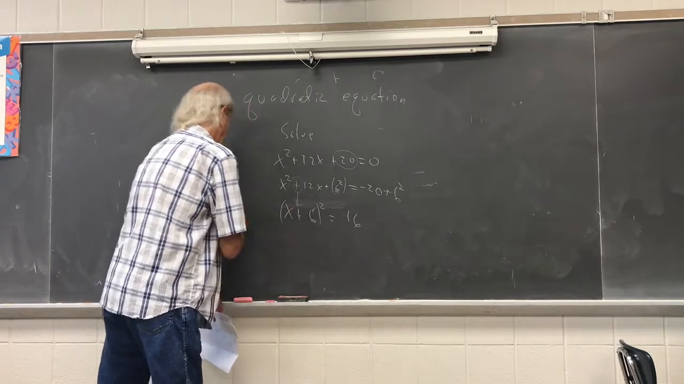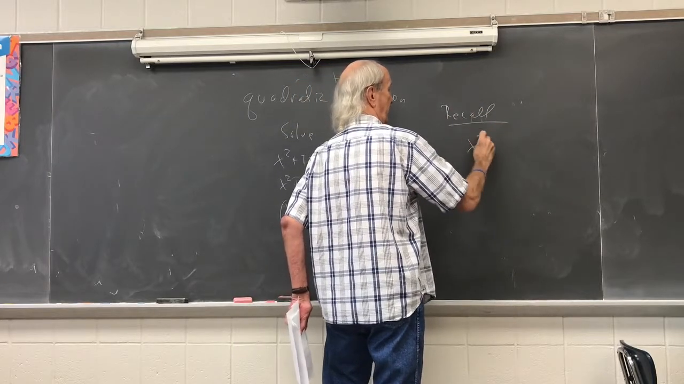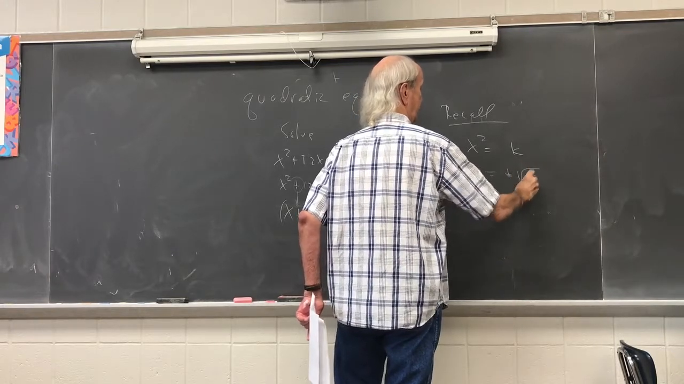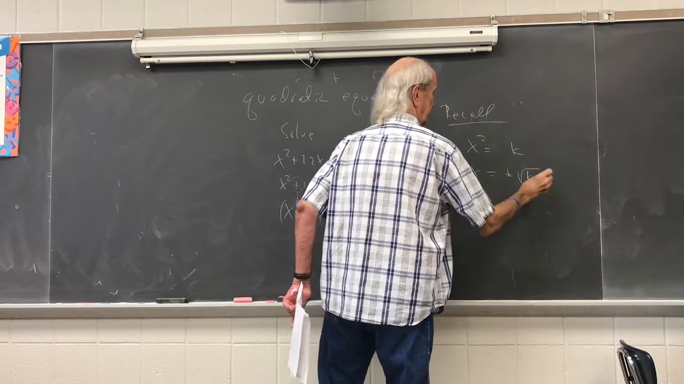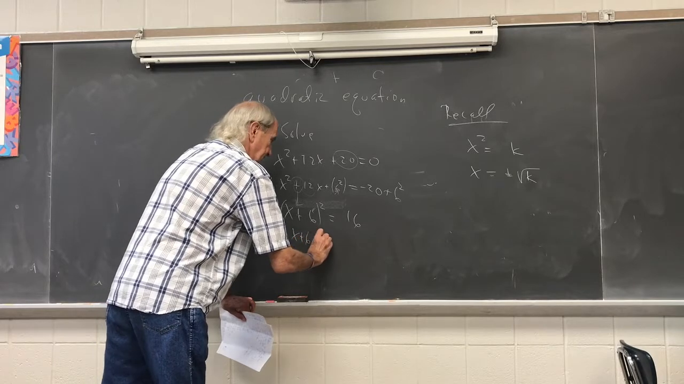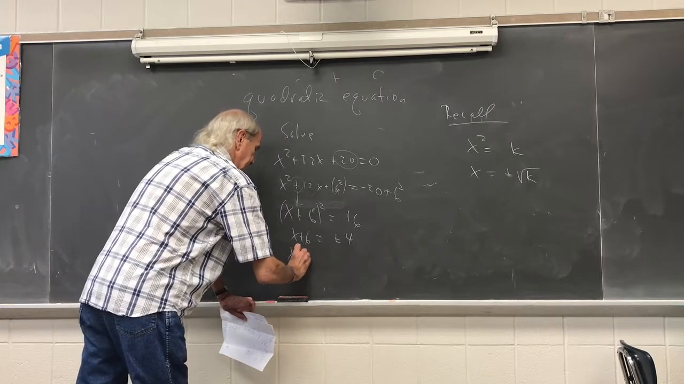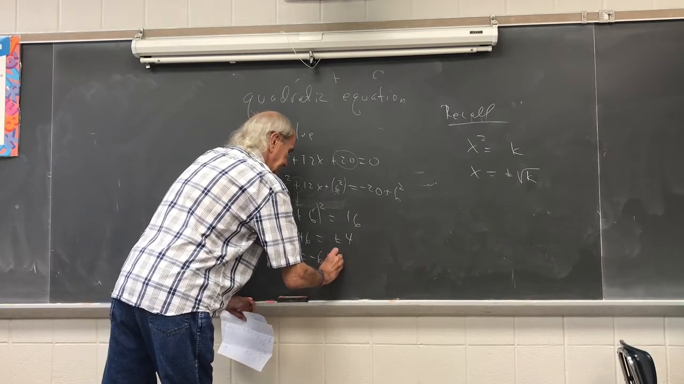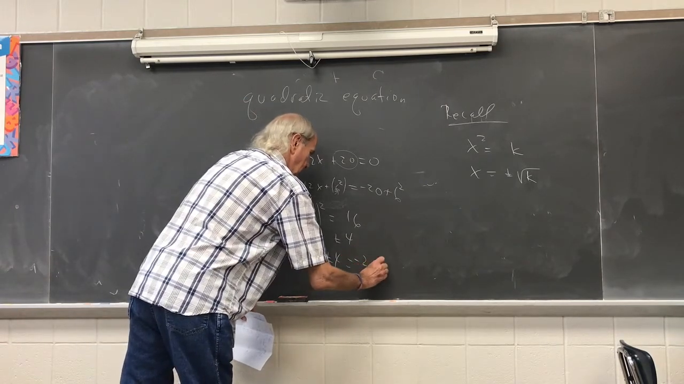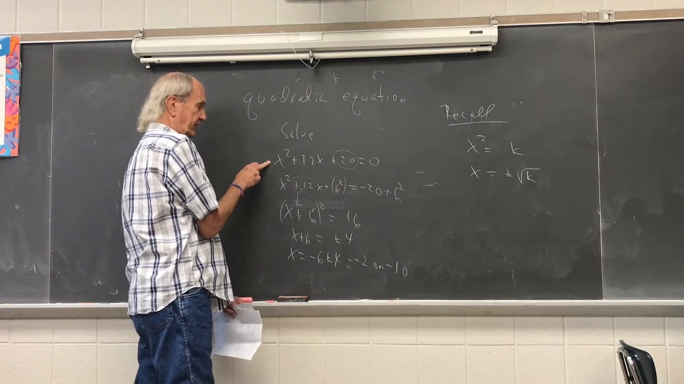So, now, recall from previous mathematics, if x squared equals k, then x equals plus or minus the square root of k. So, we're going to take the square root of both sides, so x plus 6 is equal to plus or minus the square root of 16, which is 4. Subtract 6 from both sides. And we have an answer. We have minus 2 or minus 10.